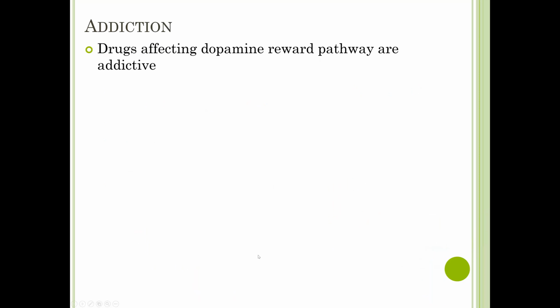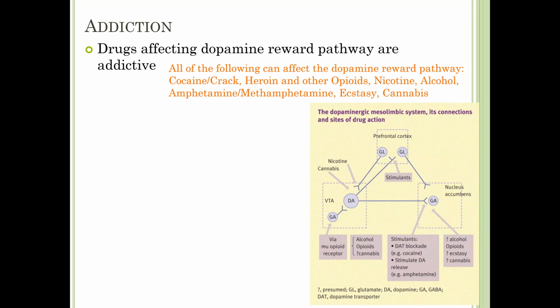So let's just introduce you to the idea of addiction and what happens. Addiction usually always involves drugs that affect the dopamine reward pathway in one way or another. So all of the following can affect the dopamine reward pathway. Before I read off this list, I'm going to explain this picture. You don't have to memorize this picture or anything, but this is just to give you an idea.